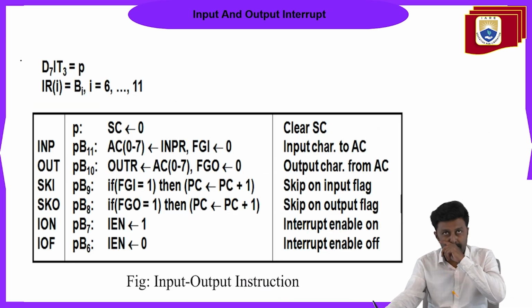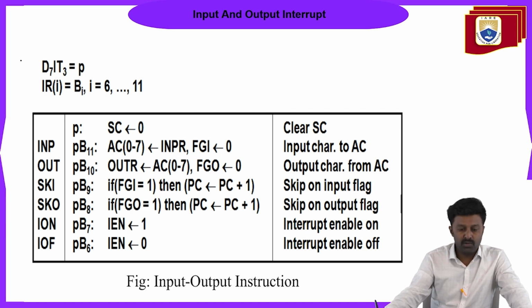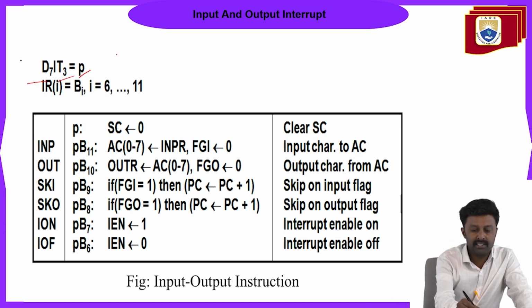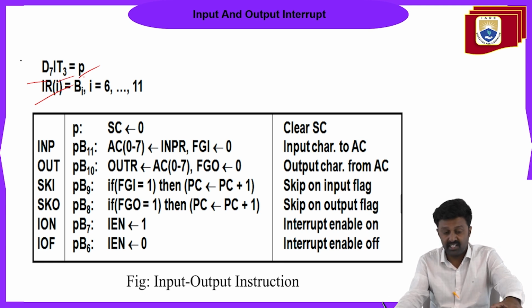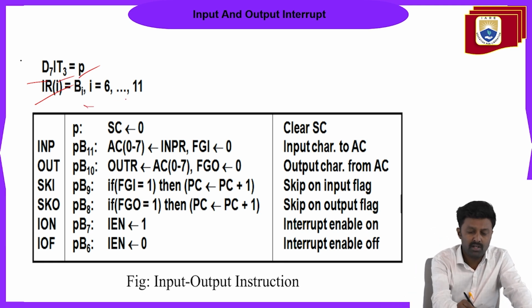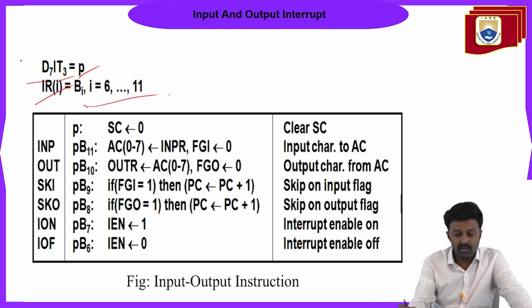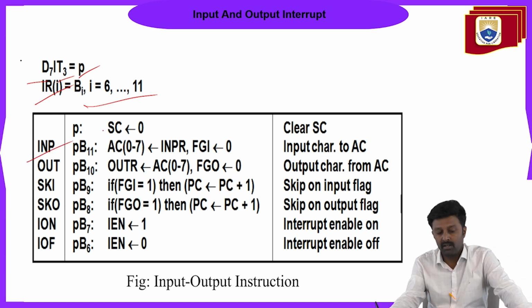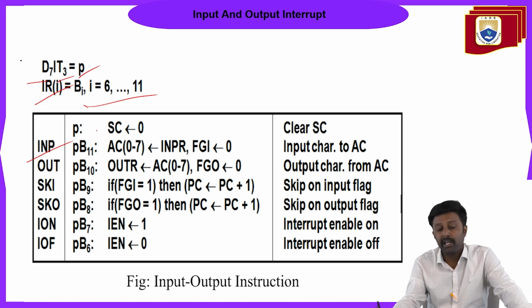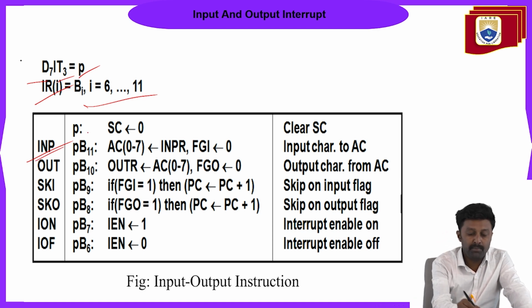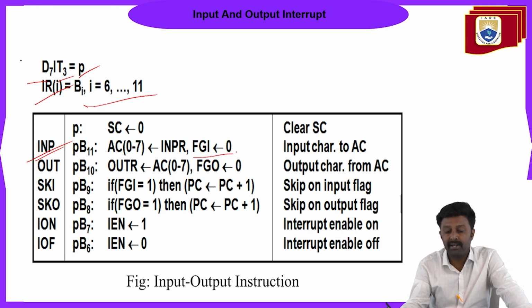So this is how the same thing is represented in terms of some of the instructions here. So here D7 and input 3 are there. This is the P1. Then this is the instruction register where the instruction will be stored. So the instructions will be from bits 6 to 11 here. So there are some input output instructions. This INP will represent the input instruction. So here the flag bit is initially set.